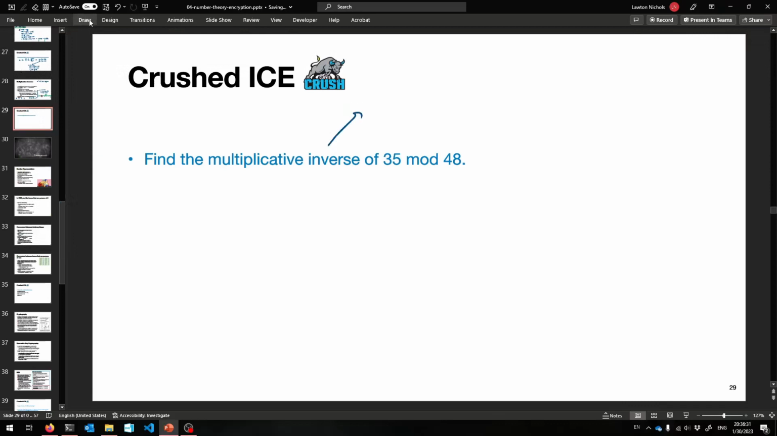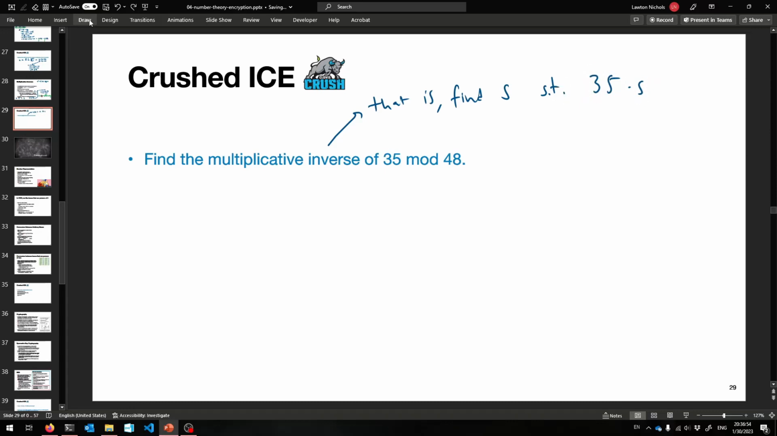Let me just write this out. I need to find something that when I multiply 35 by it, we were calling it S. Find S such that 35 times S is equal to 1 after I do mod 48.